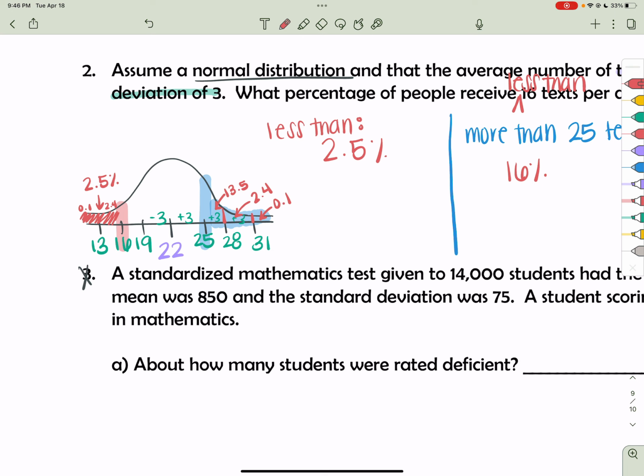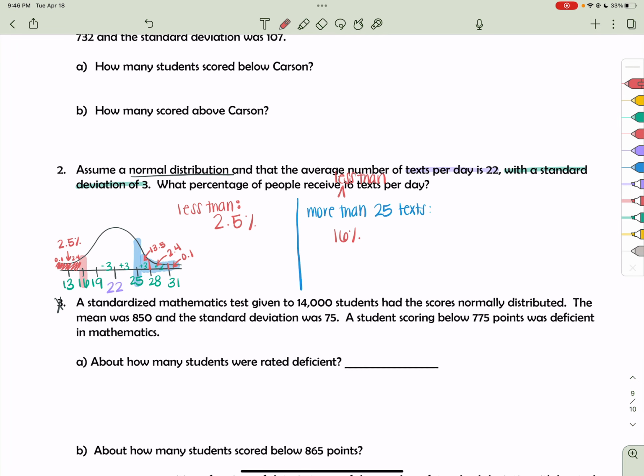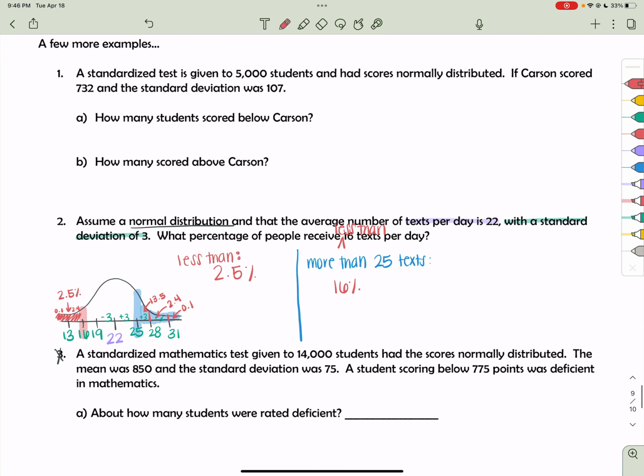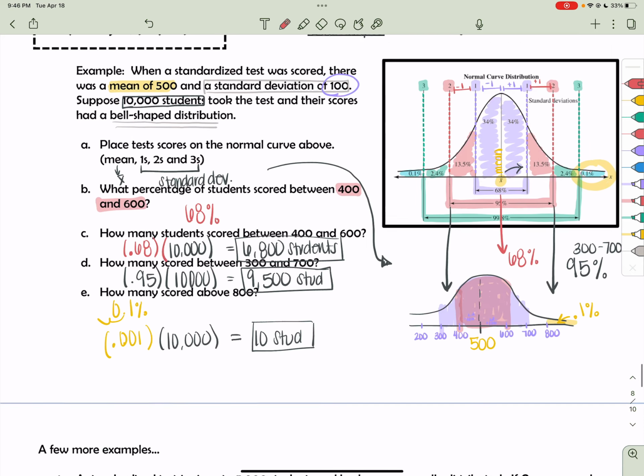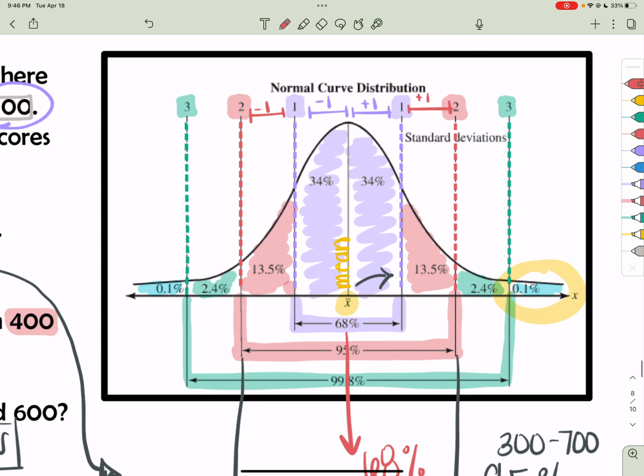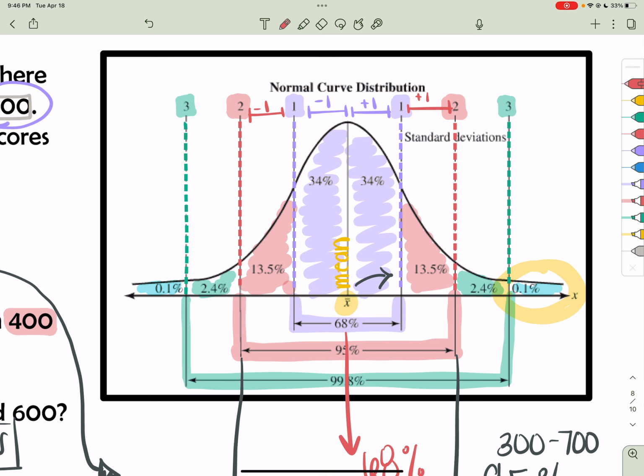So you just have to pay attention to what the question asks, and is it looking for between two numbers, or is it looking for less than or greater than? But that gives you two examples, one with between and then one with greater than and less than. You do need to understand how to use this. You do not have to have it memorized because I will give it to you, but you do need to understand how it works.